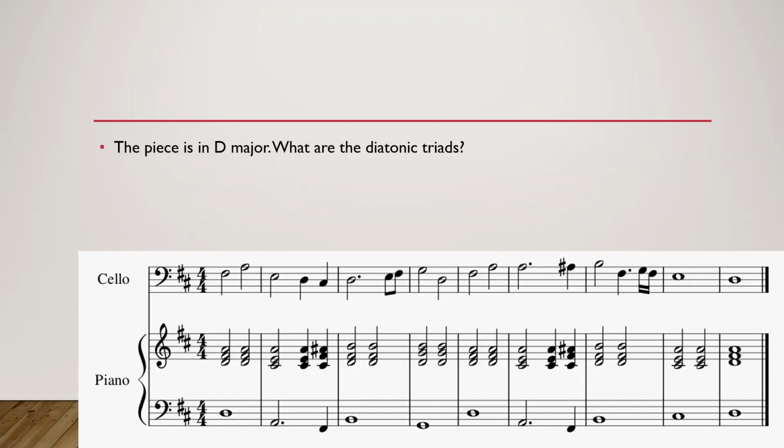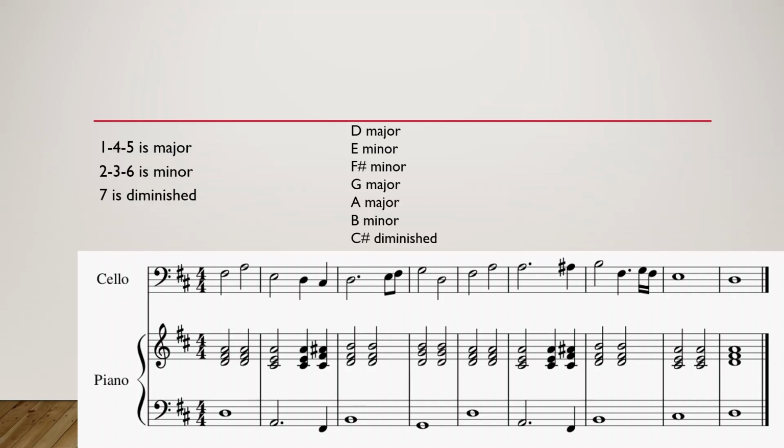So what are the basic diatonic triads? Well, we are in a major key, so 1, 4, 5 are major, 2, 3, 6 are minor, 7 is diminished, which leaves us with these 7 basic diatonic triads: D major, E minor, F sharp minor, G major, A major, B minor, and C sharp diminished.